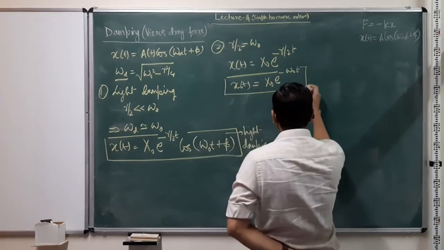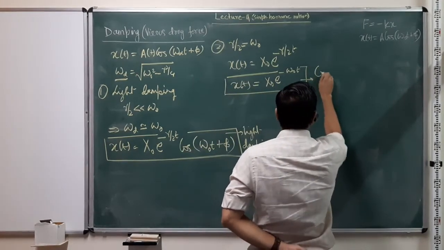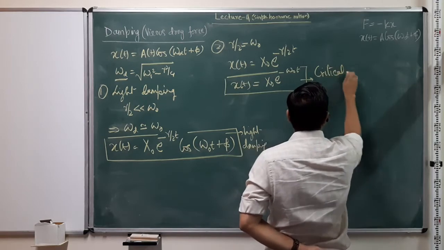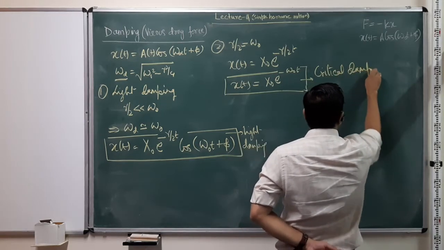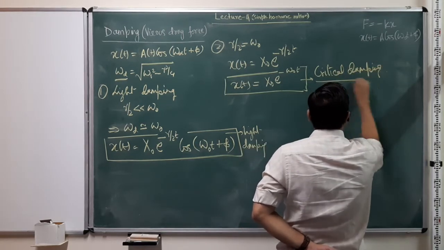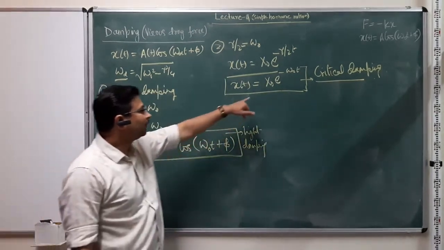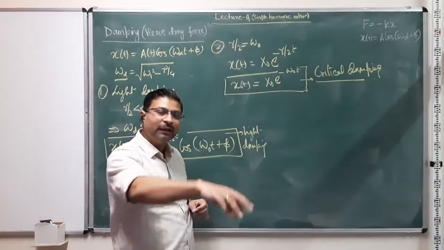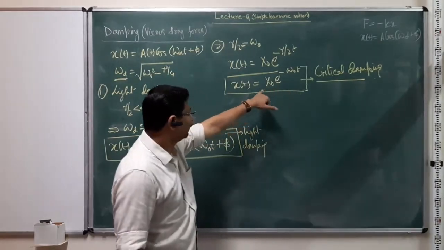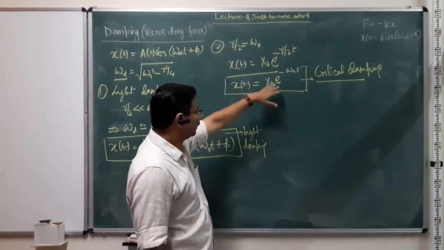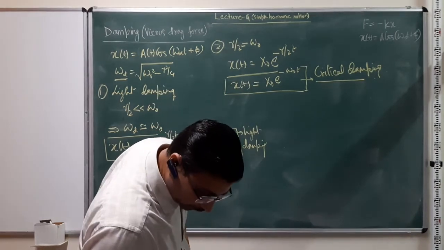Okay. So this is termed as critical damping, and basically under critical damping you don't have a periodic motion. However, the amplitude goes to 0 in the limit t tends to infinity, right? And this is the characteristic equation for critical damping. Okay.